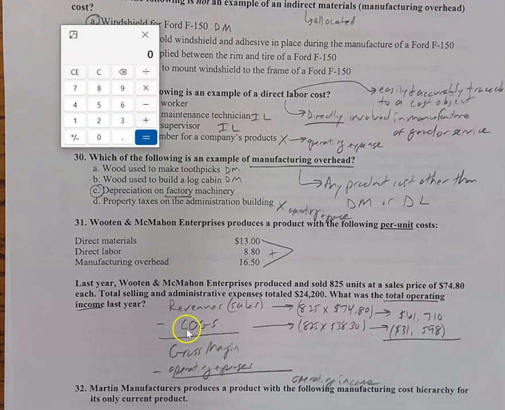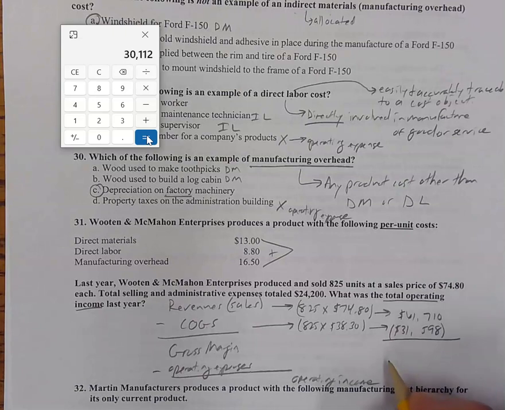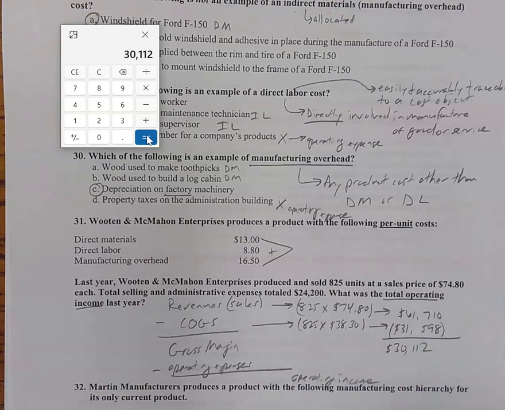And so I'm going to subtract cost of goods sold from revenues. So let's see here, 61,710, that's my revenue, minus 31,598. If you just have to go 597 and 50 cents, go right ahead. That gives us gross margin of $30,112. But that is not what the question asked for.